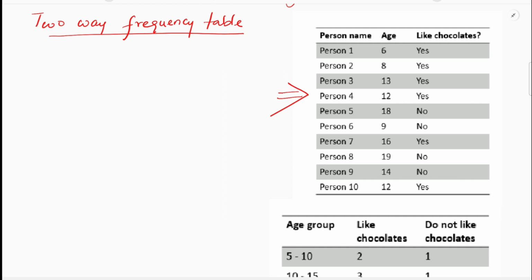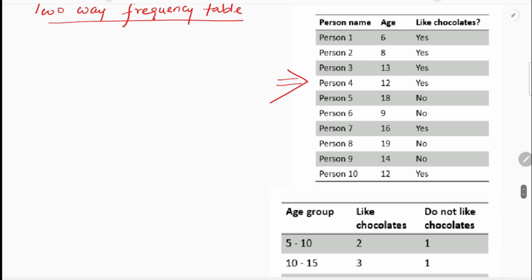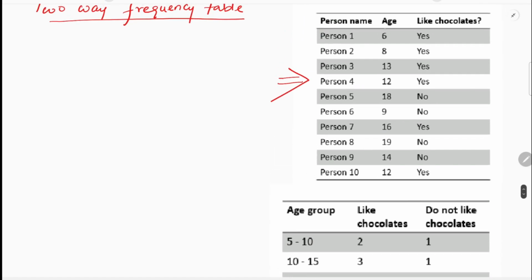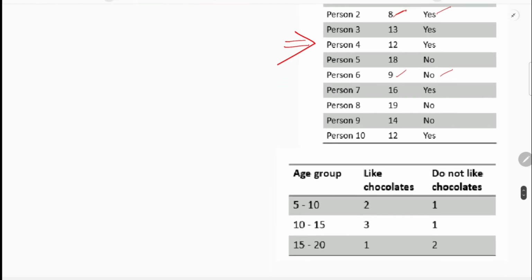If you break down the same data into age categories, then you might have, suppose, the age category 5 to 10. Here, ages 6, 8, 9 fall in 5 to 10. Okay, 3 persons. So 2 would like chocolate and 1 doesn't like chocolate.